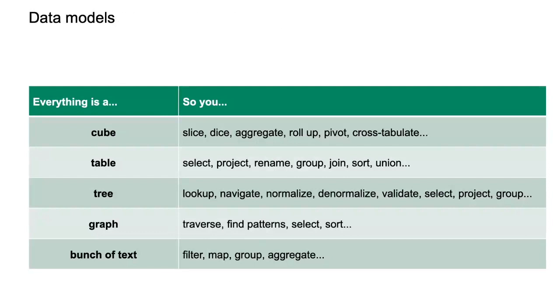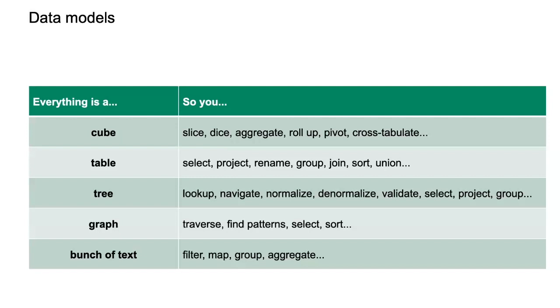So the idea, for example, is that for tables, let me take the tables. Tables, you can select, project, rename, group, join, sort, union, right? That's the good old SQL with PostgreSQL. Cubes, you can slice, dice, aggregate, roll up, pivot, cross-tabulate. You might be familiar if you visited information systems for engineers. Otherwise, you're not, because that's not the material of this lecture, but just as a comparison.